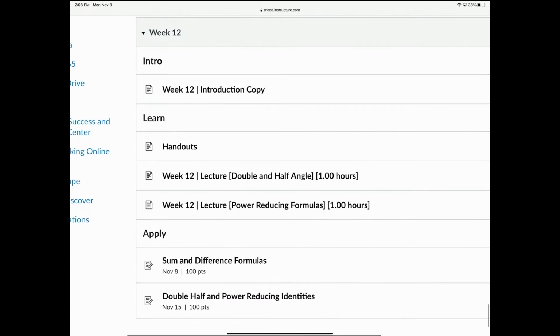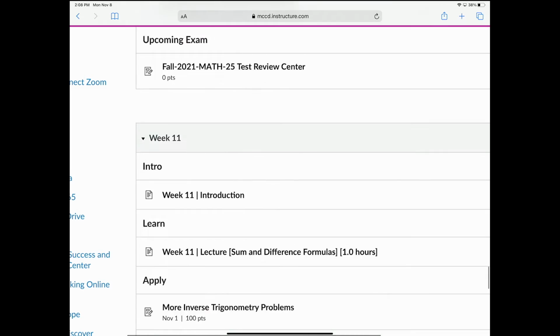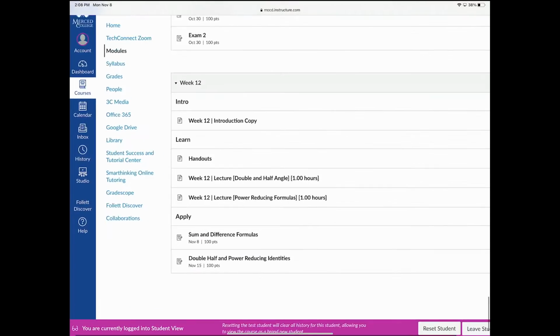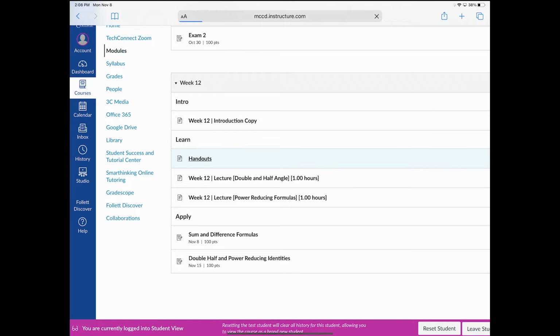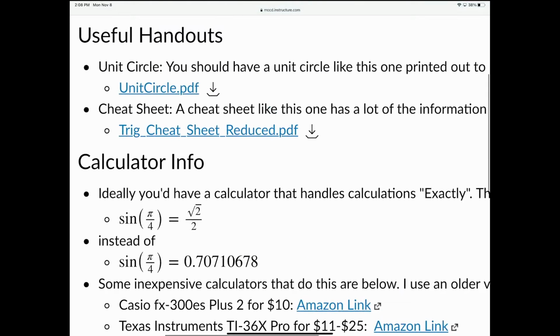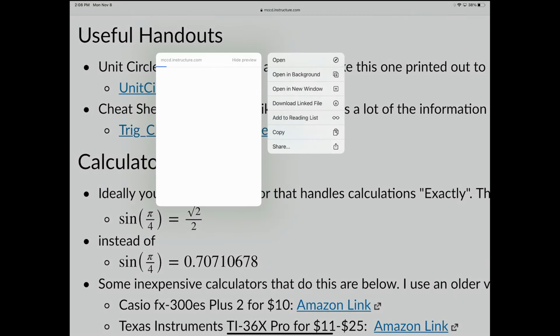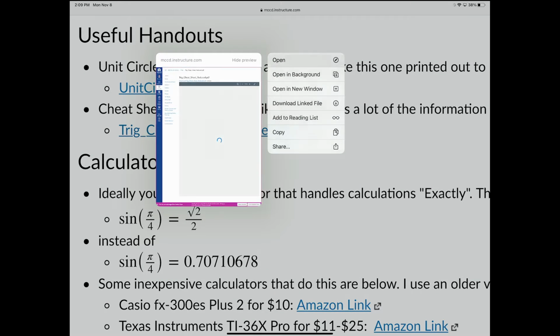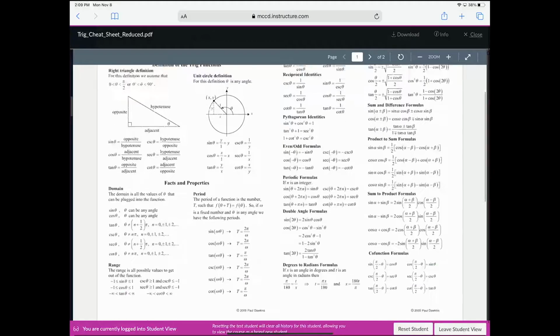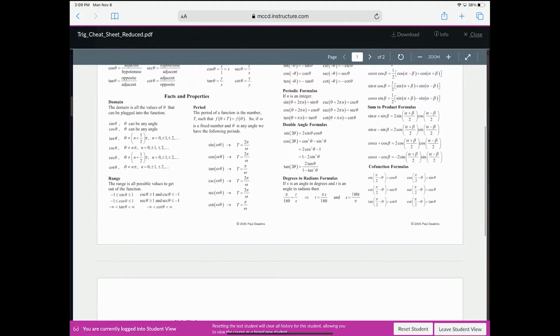you'll see links to handouts in quite a few different weeks, but it's always the same page. So on the handouts page, you grab the handouts. There's a unit circle, which is useful to have, and also the trig sheet reduced PDF. That's the one you want, this one. Let's just open it. And you've got lots and lots of identities and stuff here.